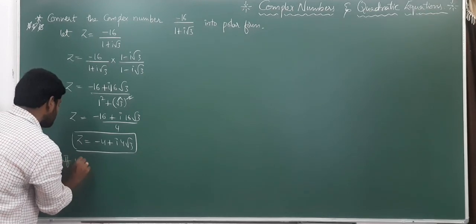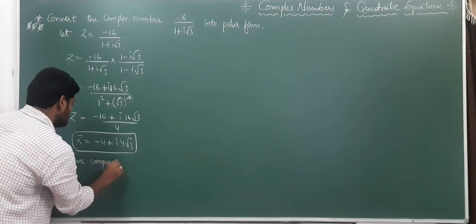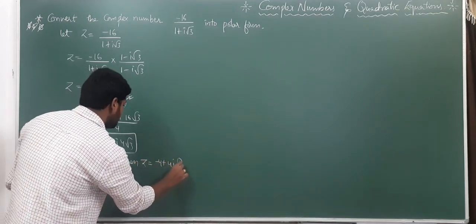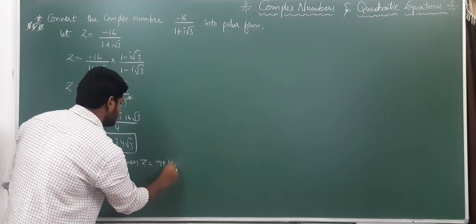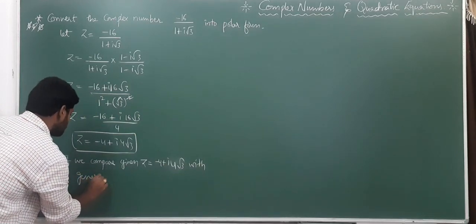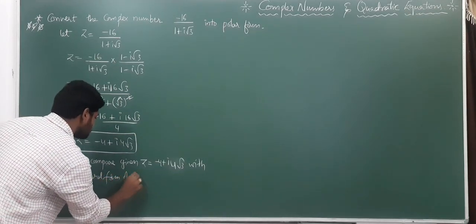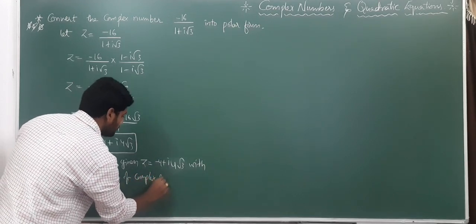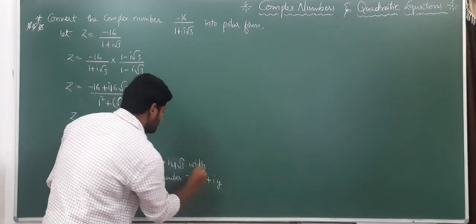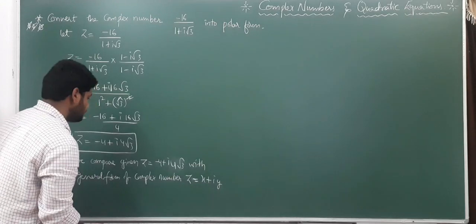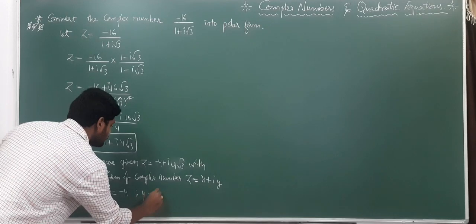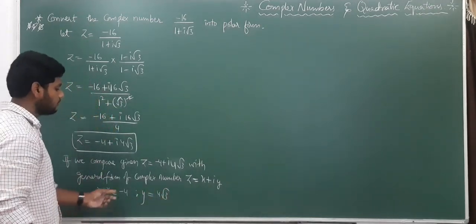If we compare the given z, which is minus 4 plus 4i root 3, with the general form of a complex number, z is equal to x plus iy, therefore x is equal to minus 4 and y is equal to 4 root 3. We got the x value and y value.